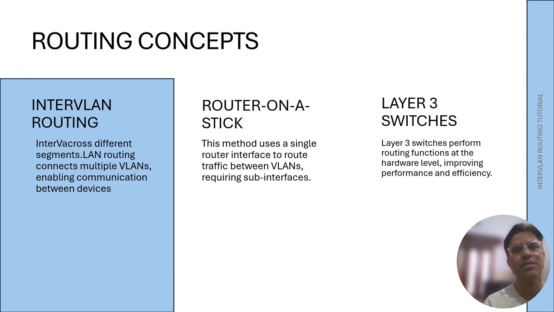Inter-VLAN routing can be done in three ways. Router on a stick uses a single router interface with subinterfaces for each VLAN. A Layer 3 switch performs routing directly using switch virtual interfaces. Separate interfaces assigns a dedicated router interface to each VLAN. Simple but port intensive.